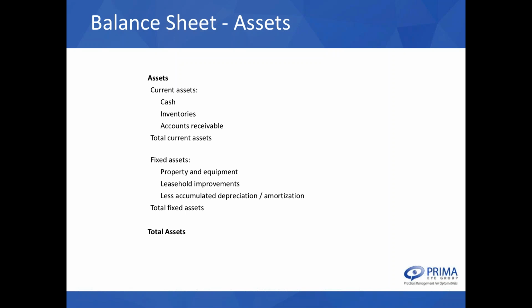Accounts receivable falls into current assets. We expect to receive that money well within a year. We'll also have long-term assets like your property and equipment, so equipment that you own, leasehold improvements that you've done to your space, and that'll be less any accumulated depreciation, or amortization on your goodwill usually. And that'll give you a total assets number.